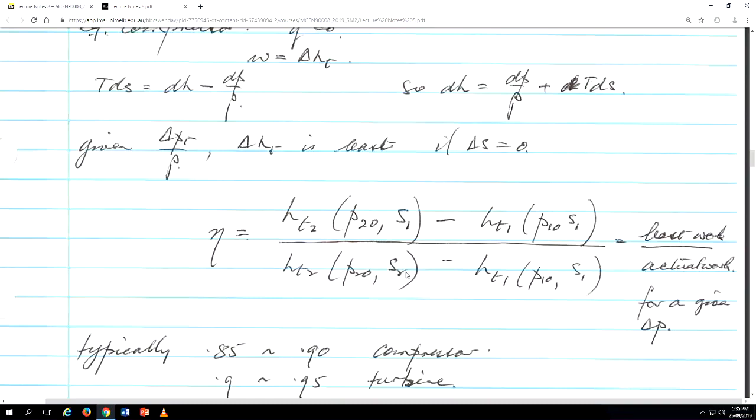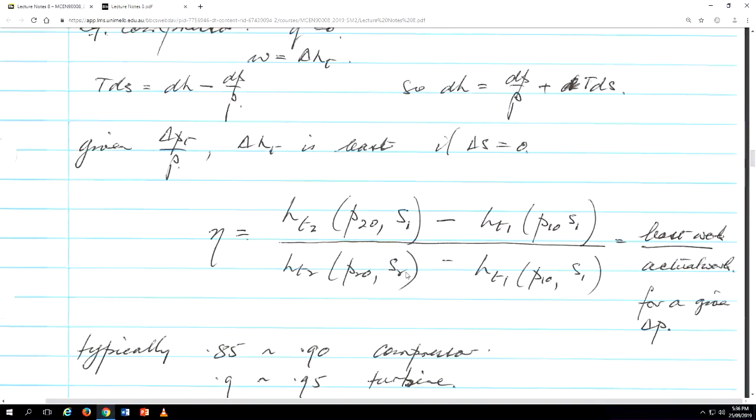What would you guess for a modern gas turbine? Would you have expected 40%? After all, the efficiency of Watt's thermal engine was 0.5%. But a modern gas turbine is up at around 85 to 90% efficiency. And for a turbine, not a compressor, the efficiency is higher.